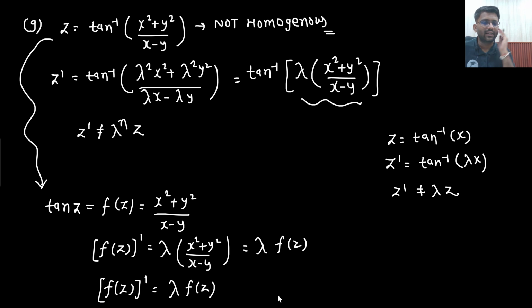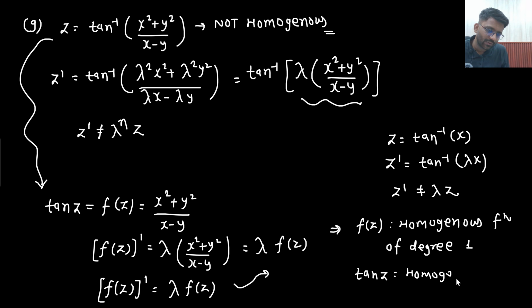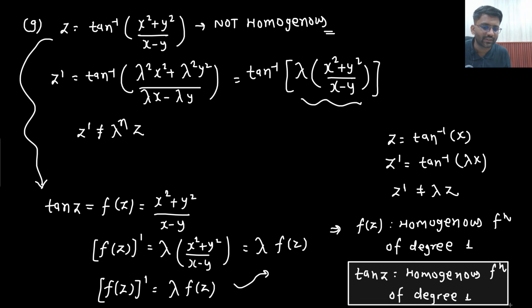What does that mean? From here the conclusion can be made that f(z) is a homogeneous function of degree 1. And what is f(z)? f(z) is nothing but tan z. So tan z is a homogeneous function of degree 1. Is that clear to you? So whenever you feel that something inside can happen, what I will do is take this outside. So tan z will be a homogeneous function. Is that clear to you?